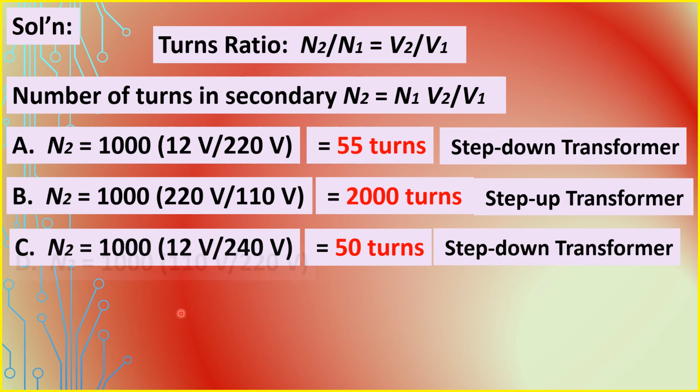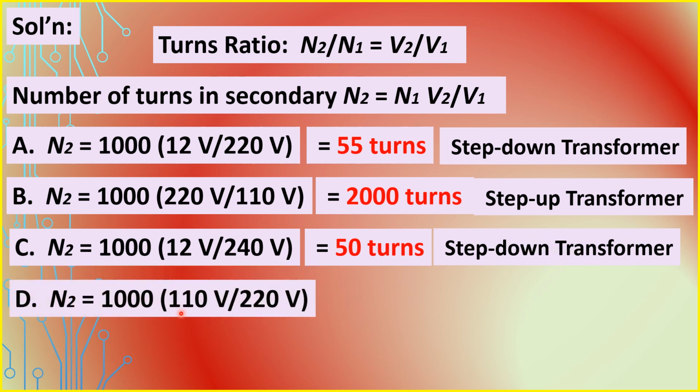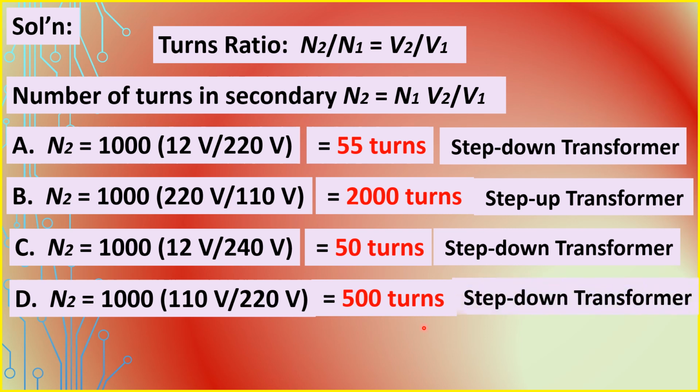And finally, for option letter D, the number of turns N2 in the secondary equals 1000 turns multiplied by V2, which is 110 volts, divided by V1, which is 220 volts, and the value of N2 is 500 turns. And again, since V2 is less than V1, this is a step-down transformer.